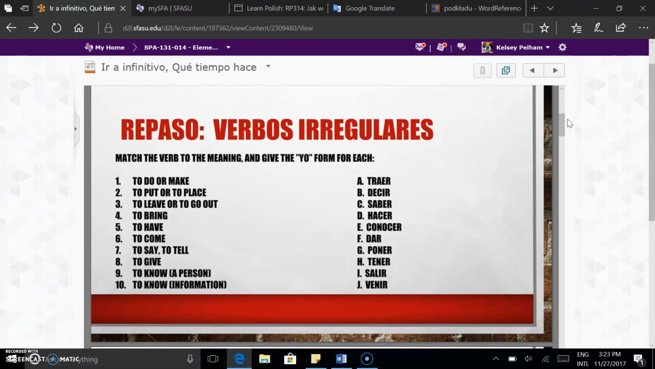To do or to make, this is a super important verb, and we see it a lot in a lot of different expressions. And the verb is letra A, B, C, D, E, F, G, H, I, J. ¿Cuál es? La letra D, hacer, to do or to make. La forma de yo es hago. Hago, por ejemplo, hago un pastel. I make a cake. Hago mi tarea. I do my homework. Hago un viaje.